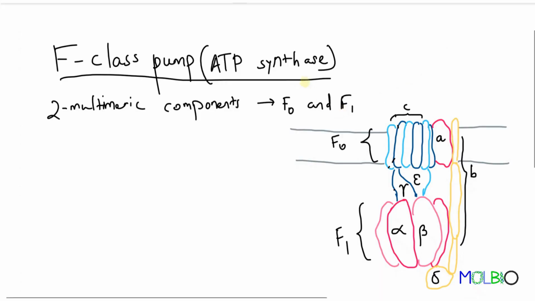Last video we talked about the B class pump. So today we are moving to the next class of pump, which are termed as F class pump. Although these are not pumps in the true sense, they are more like generators. That's why they are called ATP synthase. So they use the flow of protons across their gradient across a membrane to generate energy, or generate ATP.